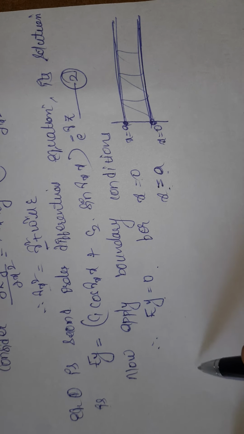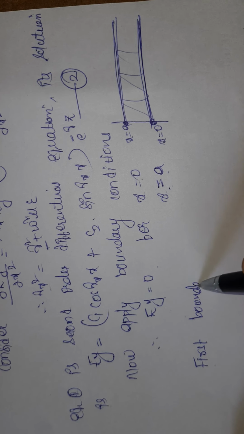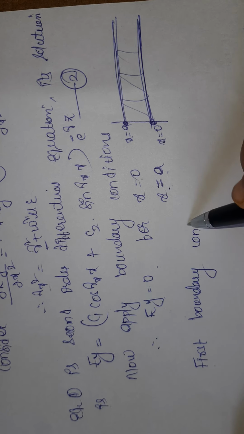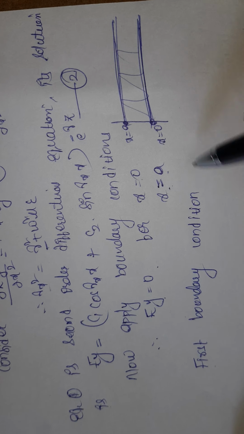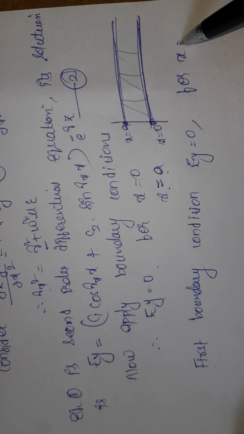Now what is the first boundary condition? Apply the first boundary condition, that is Ey should be equal to 0 for x is equal to 0.